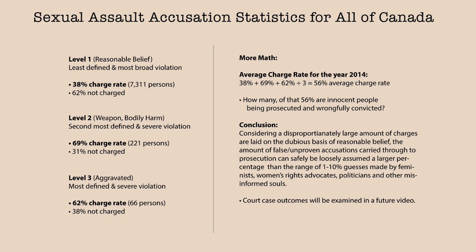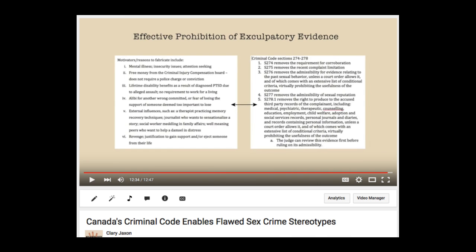I will, in a future video, move on and take these numbers into the court case outcomes and examine those together. In the meantime, I would recommend you go back and watch my previous video called Canada's Criminal Code Enables Flawed Sex Crime Stereotypes. This video discusses all of the roadblocks a man would face when trying to prove that his accuser is either lying or is under the influence of some other external person, or has had false memories implanted into their minds by a therapist.